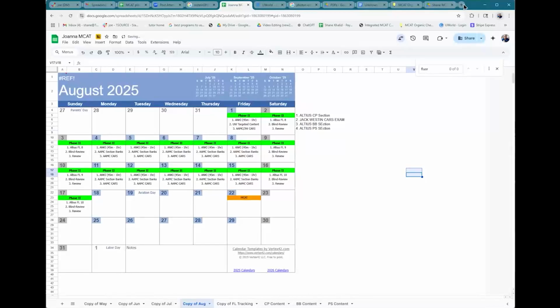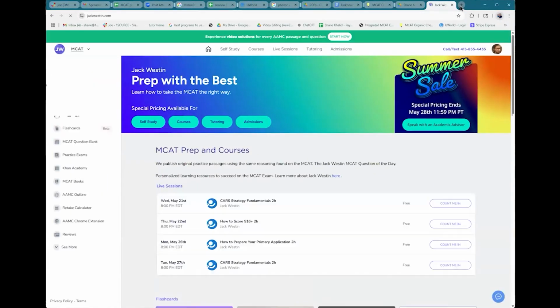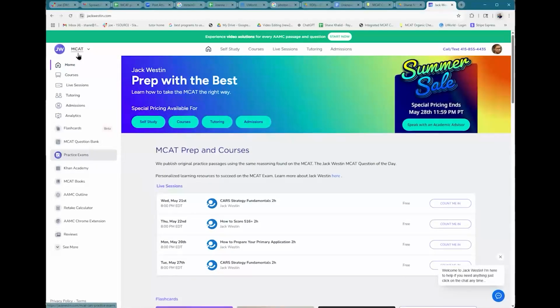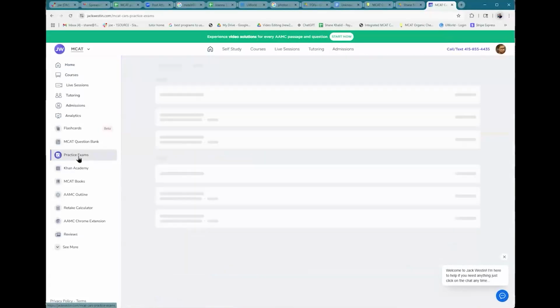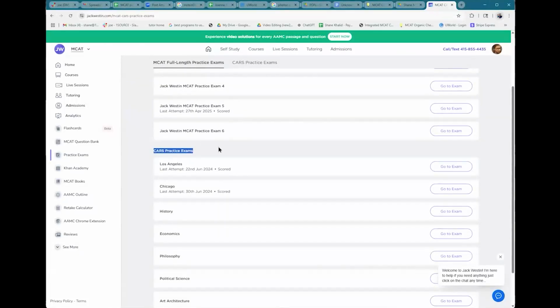So basically, you're going to do your Altius CP section like you're supposed to, timed and everything. When you're done with that, open up another tab, or you could even have it ready on the left. Go to jackwestin.com. On the left under practice exams, click that. You're going to get a bunch of these full length ones. Don't worry about those right now. And then the CARS practice exams, Los Angeles and Chicago. Don't worry about these. So you're going to start with Altius, doing everything timed and normal.